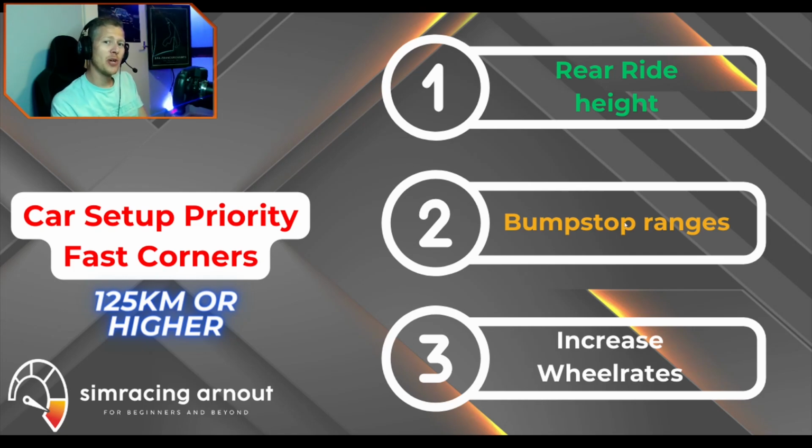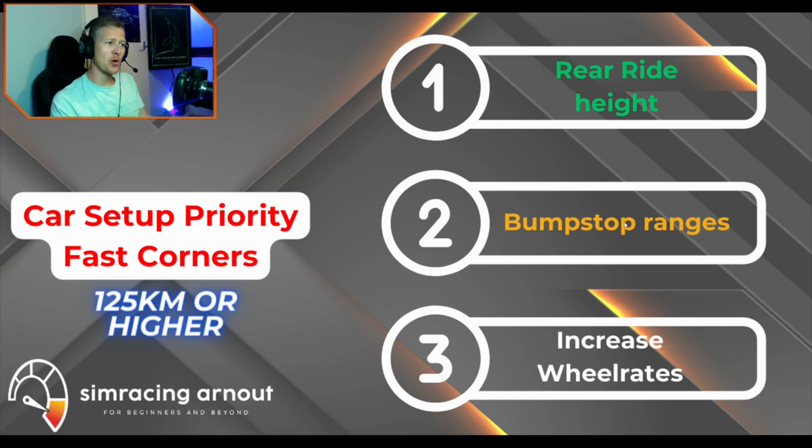So to set up your car for fast corners, the rear ride height is going to be super important, because it will determine where your aerodynamic force will be in fast corners. Now, bump stop range is also going to be super important. And I'm talking about the priority here, because the bump stop ranges will determine how much of this aero box is allowed to go forward and backwards. I will show this in the next slides as well.